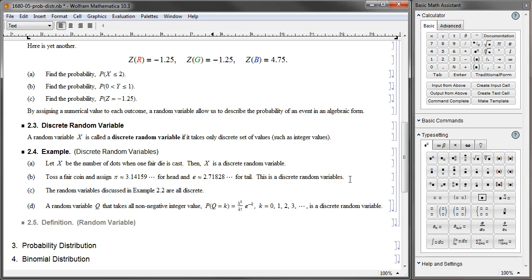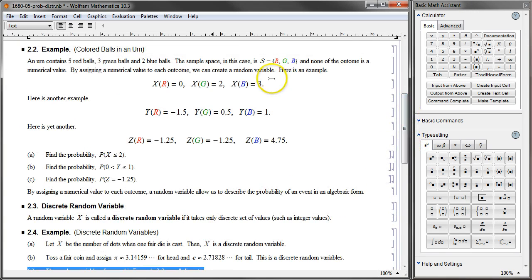How about the next one? Toss a fair coin and assign pi for head and e for tail. They look like very complicated real numbers with never-ending decimals and no apparent patterns. But don't be fooled by those. We just have two numbers. They are discrete. How about C? All the random variables discussed in the previous example are discrete random variables. This one and that one have only 3 values. This one has only 2 values. They're all discrete.